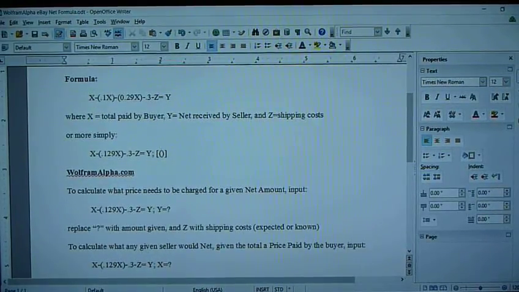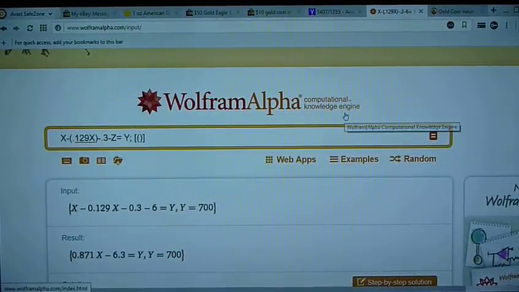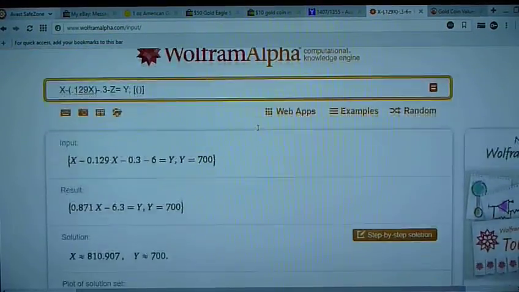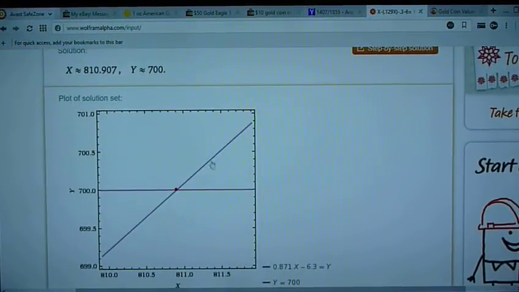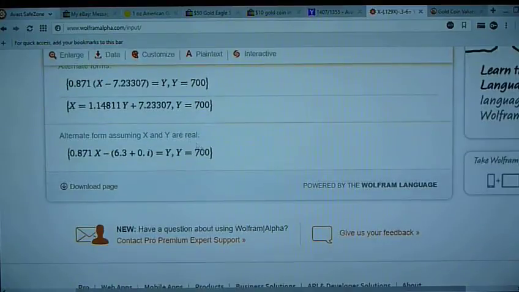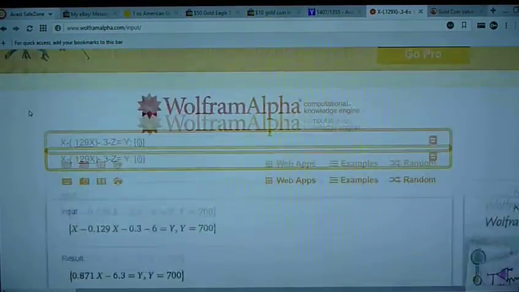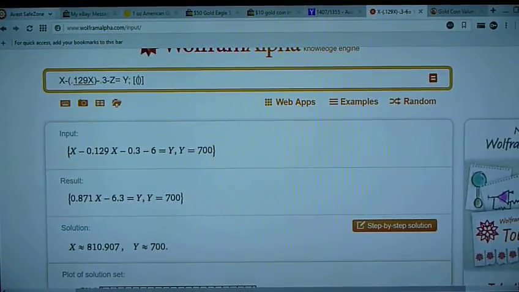WolframAlpha.com. It is a computational knowledge engine. It basically allows you to punch in mathematical formulas. It'll give you a line graph, other forms of graphs as well, and charts, and it'll give you the answer as long as you plug in everything right. And a quick tip on plugging in things right, I'll give you a short example here.